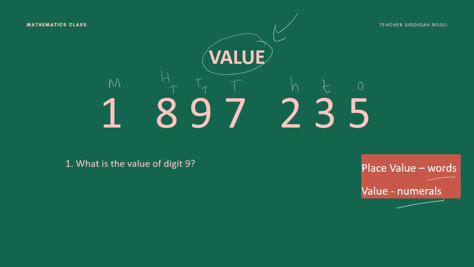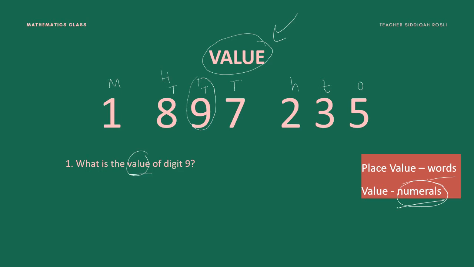What is the value of digit 9? Now this time it is asking you for value only, not place value. So you know your answer is going to be in numerals. Now let's look at where digit 9 is. Now 9 is right over here at the 10,000 place.